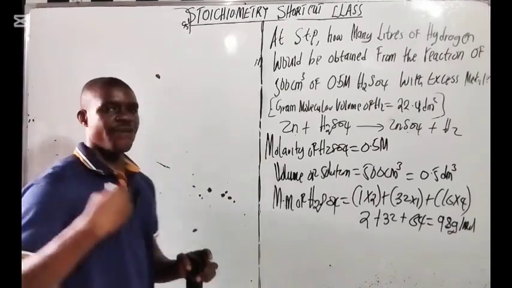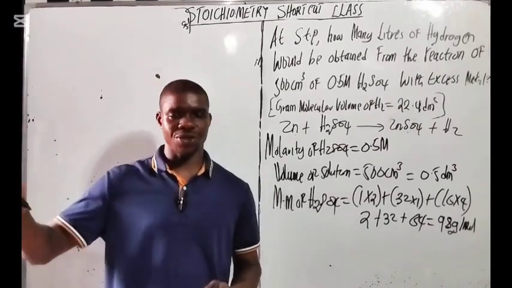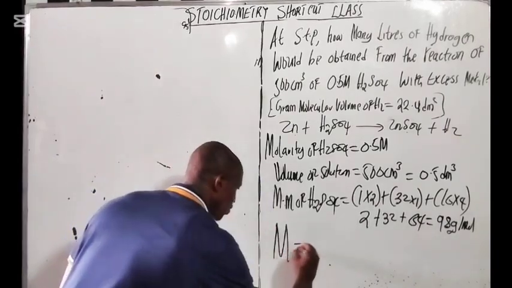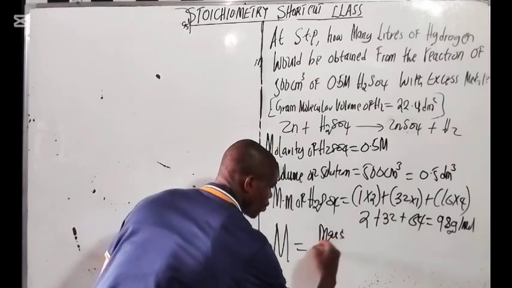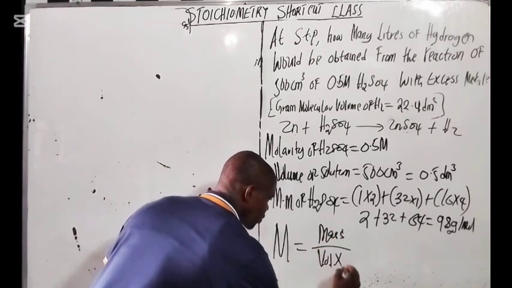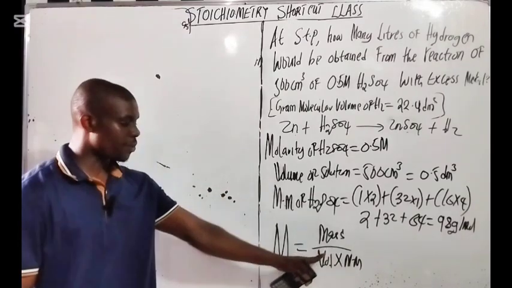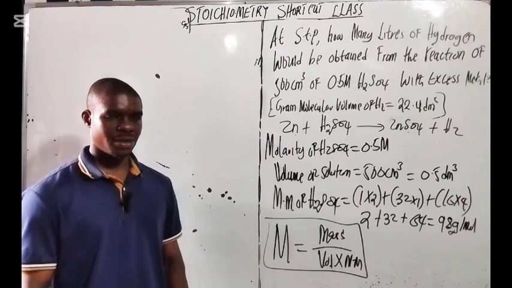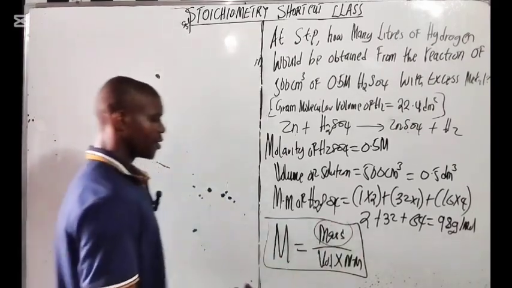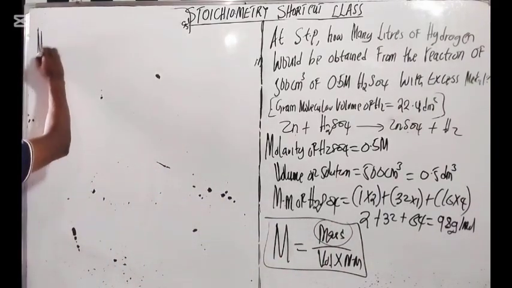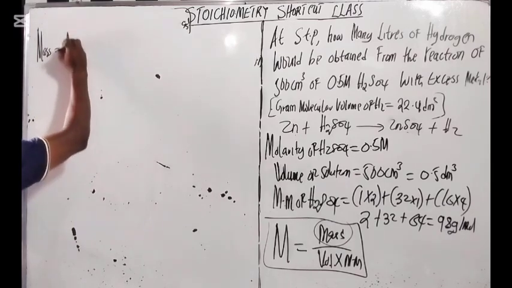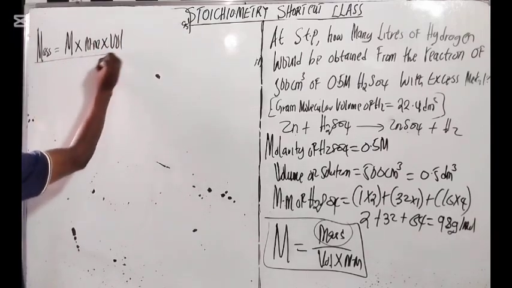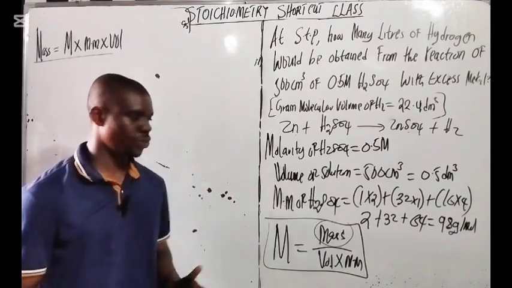Remember, if you want my video on more concept calculation here, there's a formula that says the molarity of the compound is equal to the mass of the compound over the volume times molar mass. So this is the formula you are going to make use of here. So if you want to make mass the subject of the formula, mass is equal to the molarity times molar mass times volume. These are things you need to know.